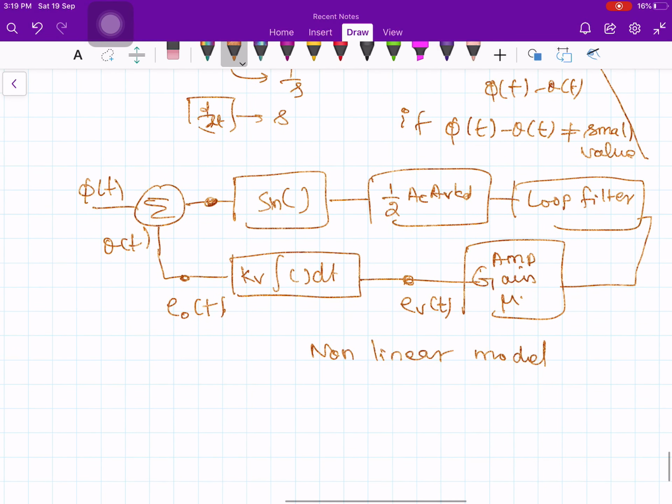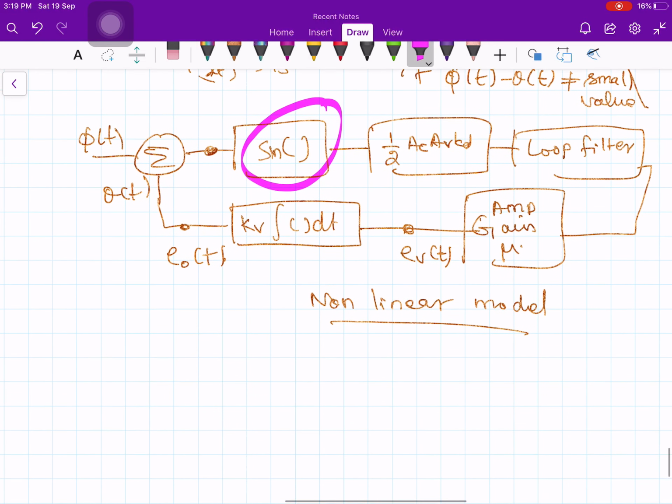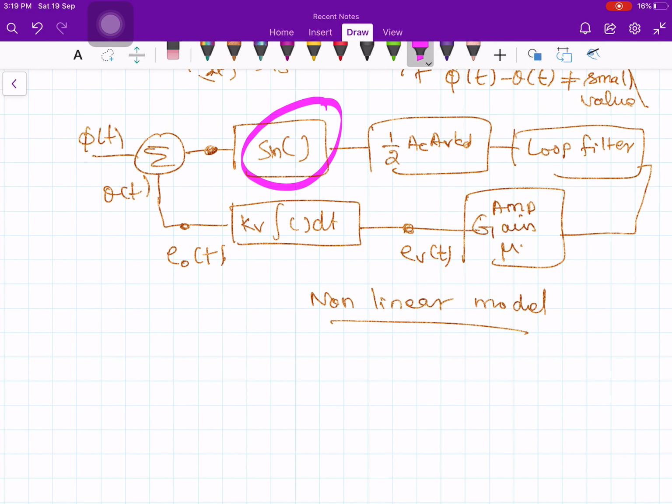Okay, because initially the phase error may not be small, so I must at this stage work with a non-linear model. So in the previous diagram we assumed that somehow the loop entered into the locked condition. So that is why our block diagram was a linear block diagram, a linear model, but now it is a non-linear model because of this sine function. Okay, once a lock has been achieved, we can work with a linear model, no problem. You can remove the sine guy. Okay, so let us try to understand this thing.